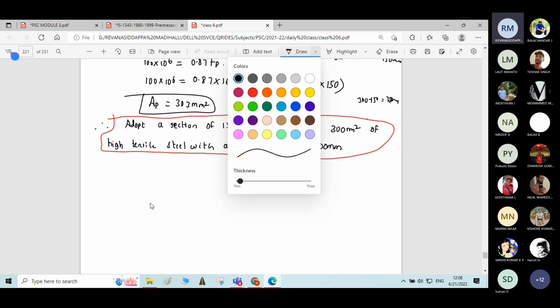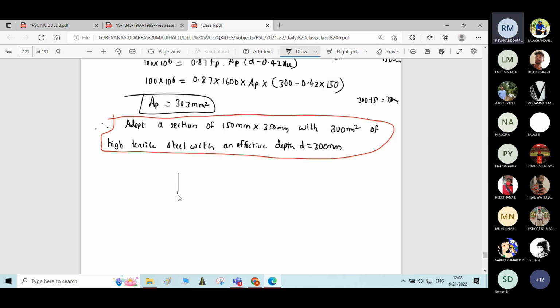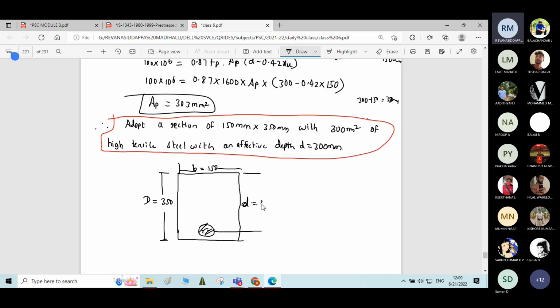Okay, you need to write a small diagram as well. You need to show the sectional dimensions and area of pre-stressing steel. So there is no detailed reinforcement for this design of PSC section, students. Just you need to show the sectional dimensions that you have decided. B is equal to 150 and overall depth is equal to 350 mm. Okay, here you can provide area of steel. So the effective depth is equal to 300 mm, and AP is equal to 300 mm square. Okay, so this completes the design problem.